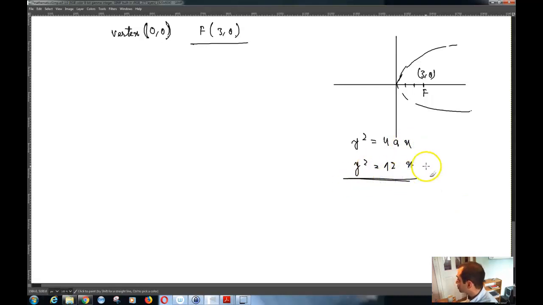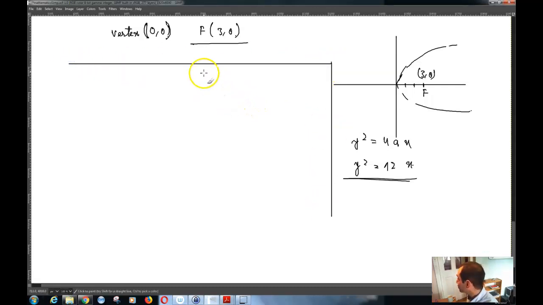Y squared is equal to 12x. Number 10, you have another parabola. The vertex is at 0, 0, and the focus is at negative 2, 0.